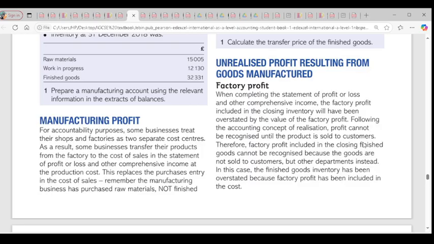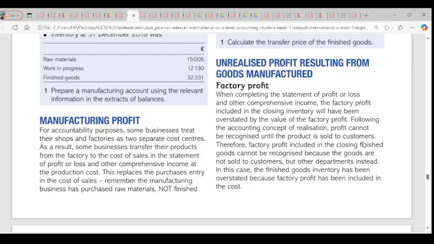Okay. So in preparing the statement of profit or loss and other comprehensive income, this amount has to be included in the profit for the year. So it should be added after calculating the gross profit and deduction of expenses. So it means our factory profit should be calculated after getting our gross profit. So you add it to the gross profit. Okay. Then you deduct expenditure. Okay.